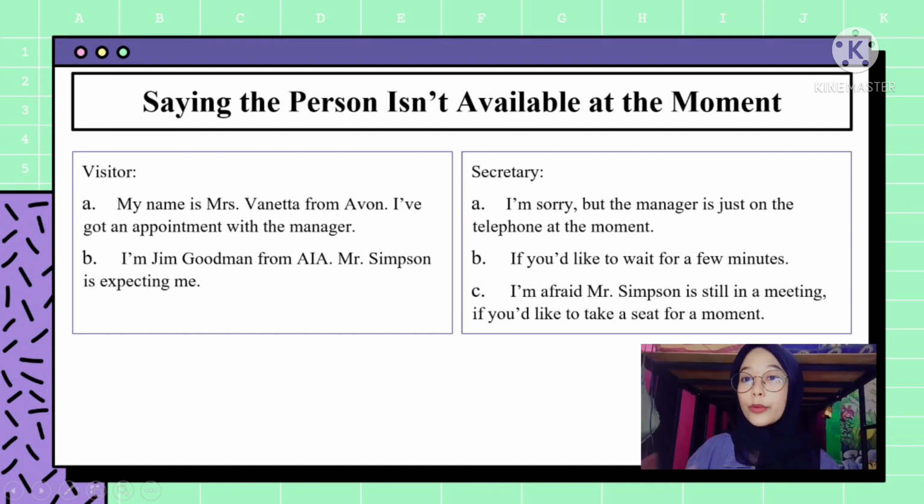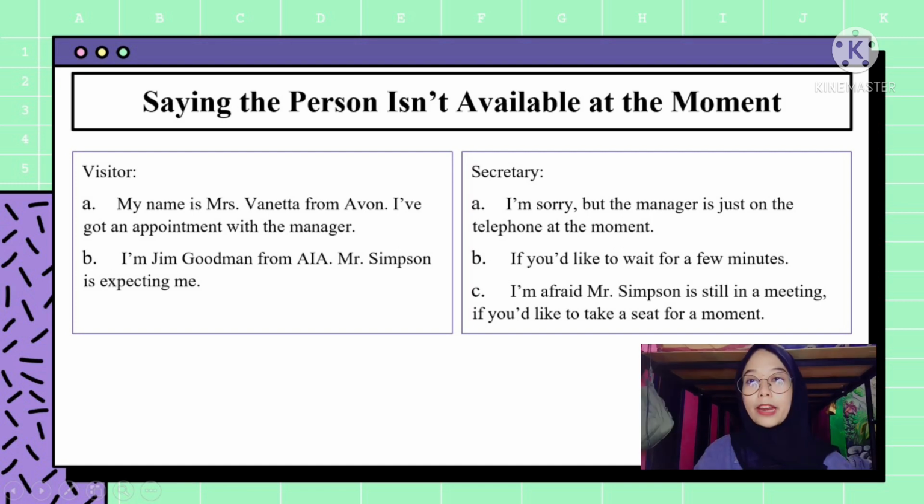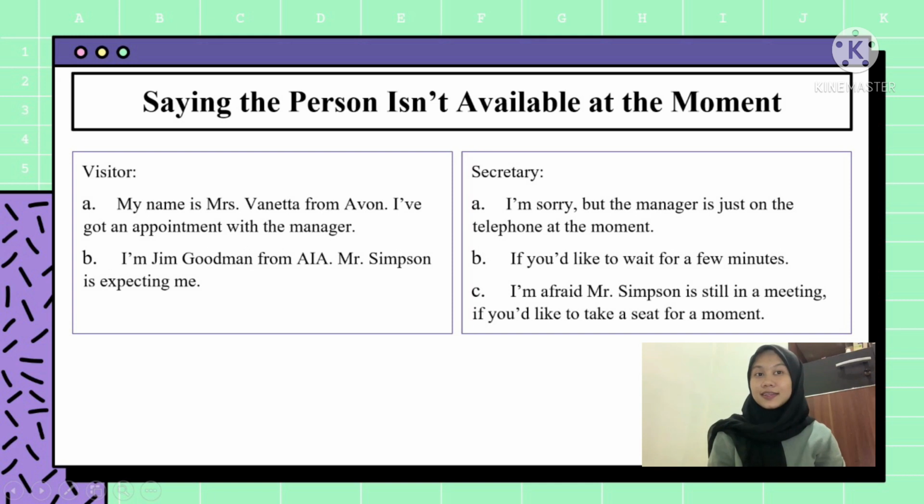This is what I would say if I am the visitor. "My name is Mr. Veneta from Avon. I've got an appointment with the manager. I'm Jimmy Goodman from AEA. Mr. Simpson is expecting me." My answer if I ask a secretary.